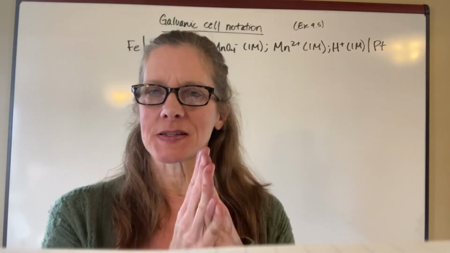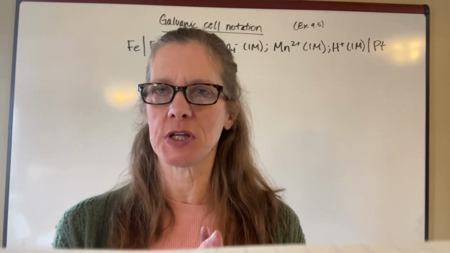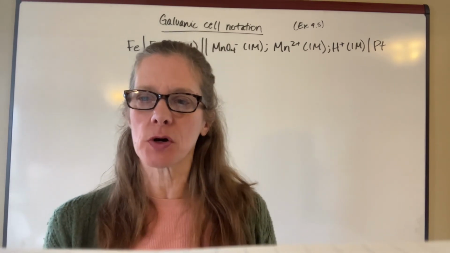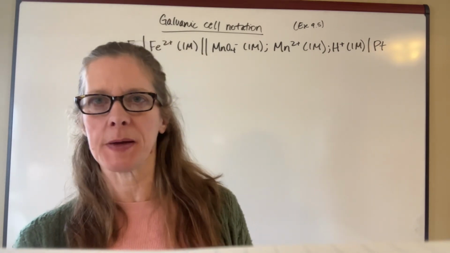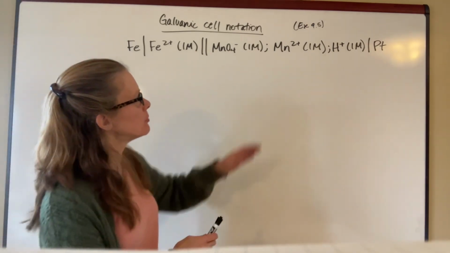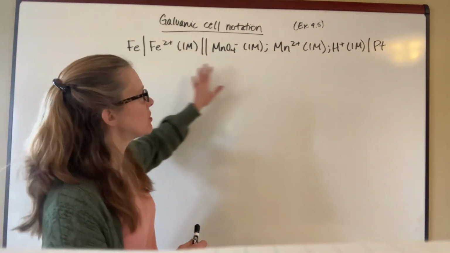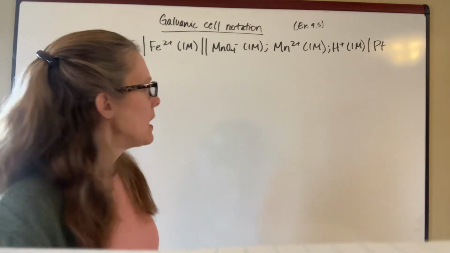More galvanic cells and overall reactions and cell reduction potentials. But today we're going to put all that together by using the notation for a galvanic cell. This comes from example 9.5, but we're going to talk about what this notation means as we go through the problem.